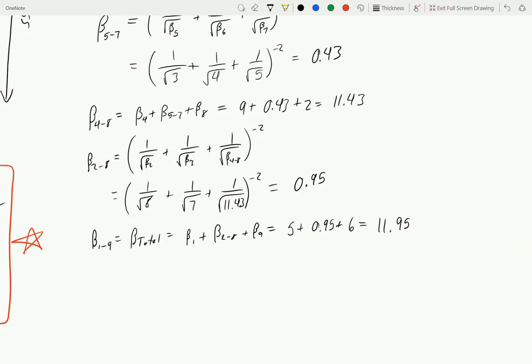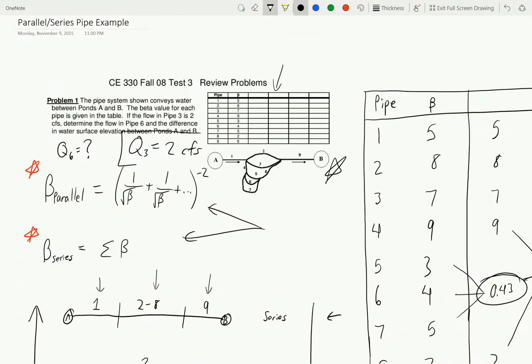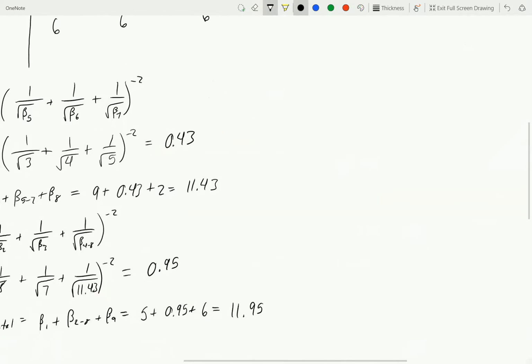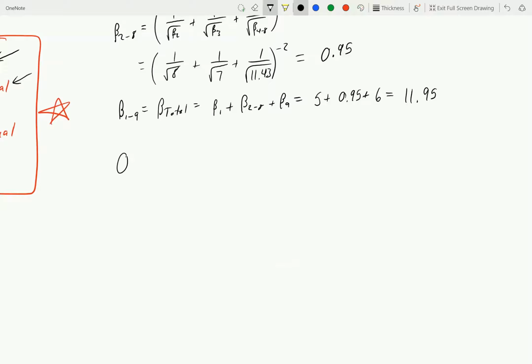So next, since we're given Q3 equals 2 CFS, we're going to move our work down here. I'll rewrite that equation as the head loss of 3 is equal to beta 3 times Q3 squared. And beta 3 is 7, and the Q is given in the problem as 2. So we get a head loss at 3 of 28 feet.